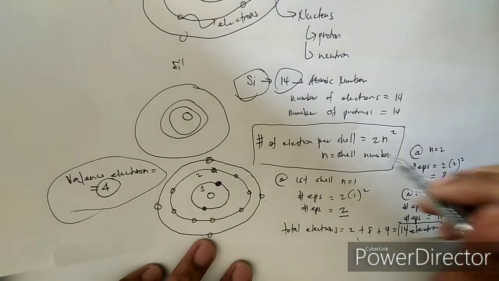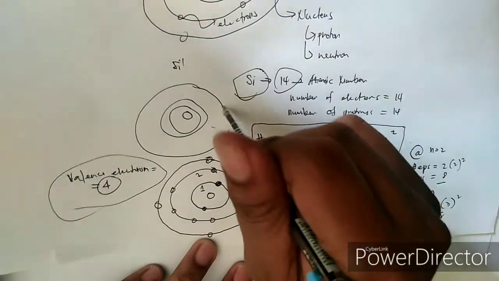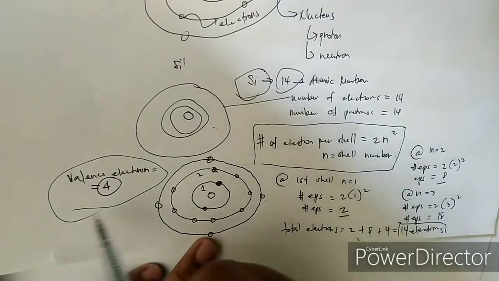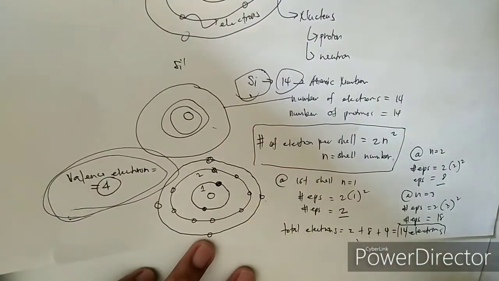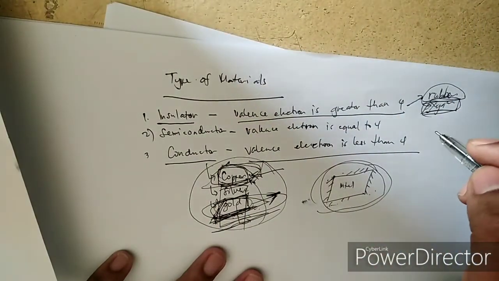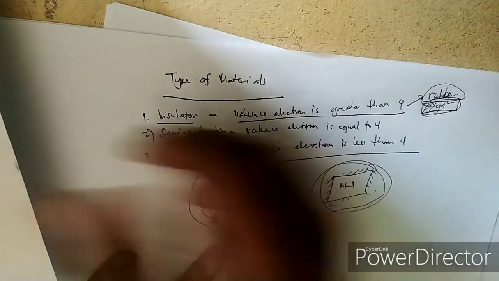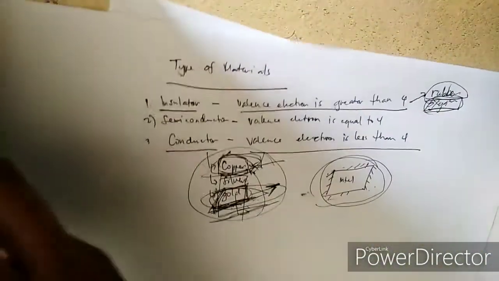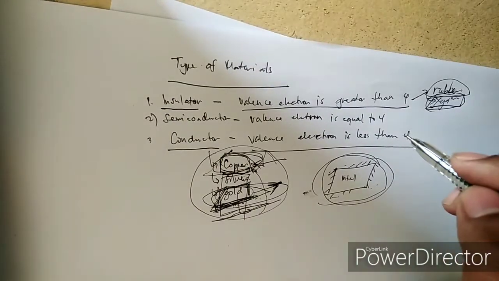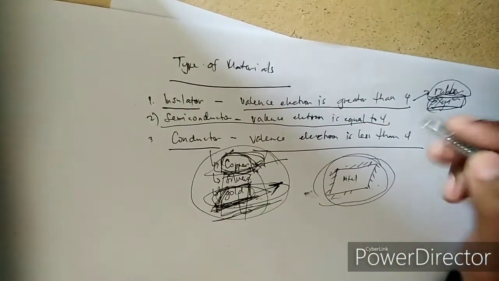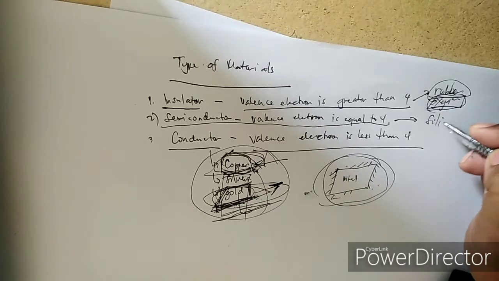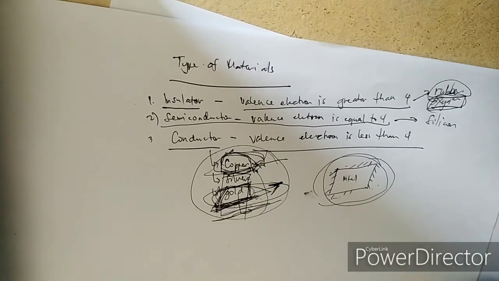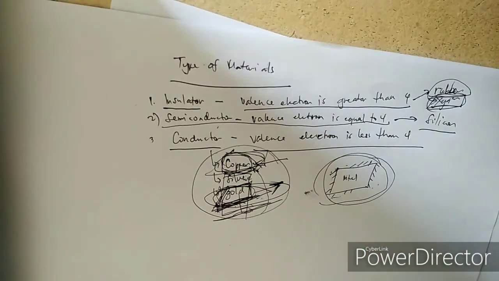In our previous example, as you can see, this is a silicon atom. In our silicon atom, we have 4 valence electrons. So if you refer to this one, silicon has 4 valence electrons. What type of material is it? Silicon is a semiconductor material.